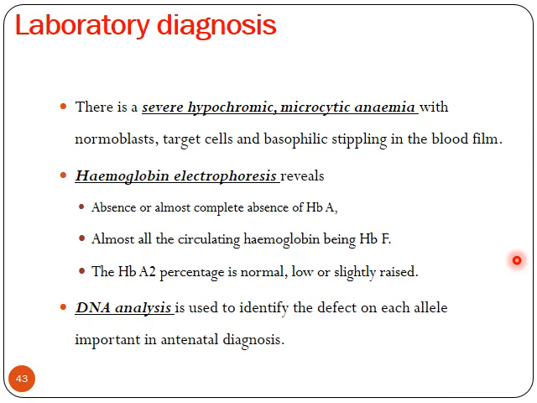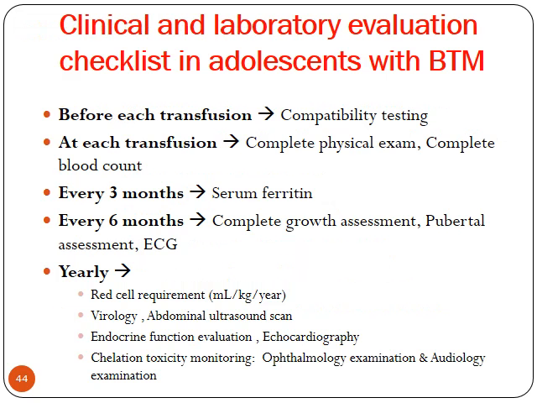DNA analysis is used to identify the defect on each allele, either on chromosome 11 in beta thalassemia or chromosome 16 in alpha thalassemia, and it's the cornerstone of antenatal diagnosis.